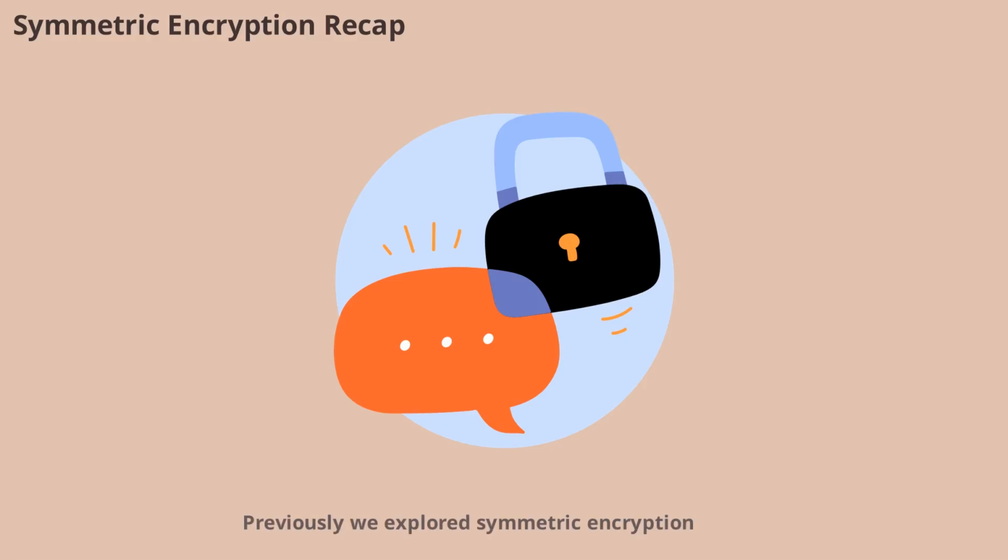Previously, we explored symmetric encryption, where the same secret key is used for both encrypting and decrypting messages. This method is known for its speed and strong security, making it a popular choice for protecting sensitive information. However, while symmetric encryption is efficient, it comes with its own set of challenges that can't be ignored.